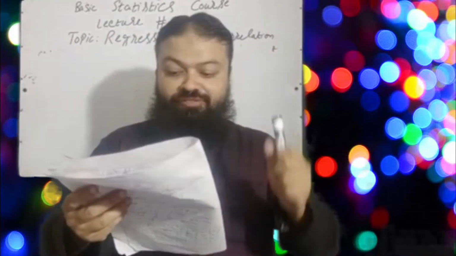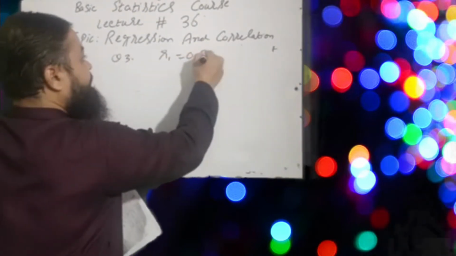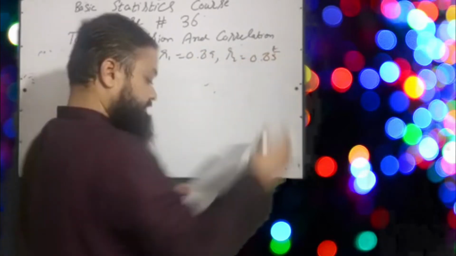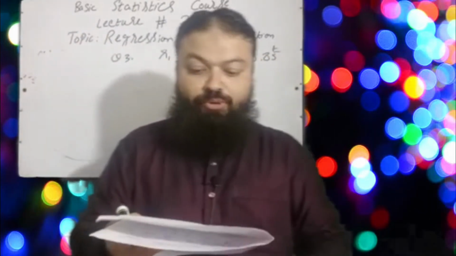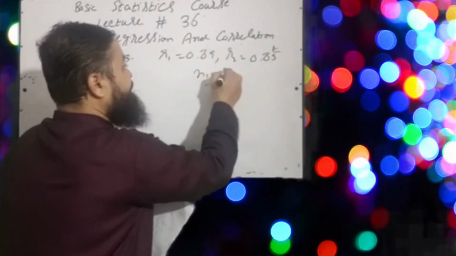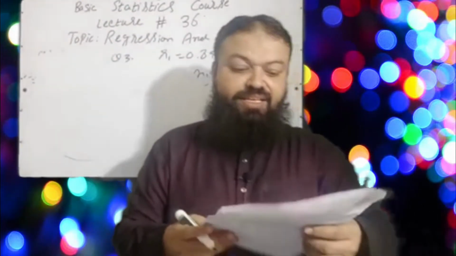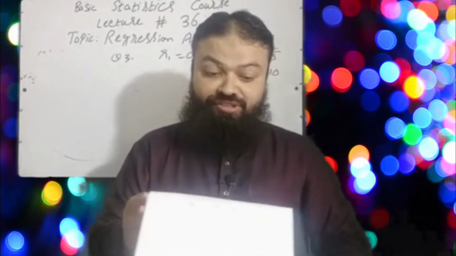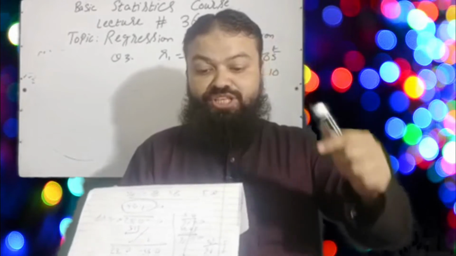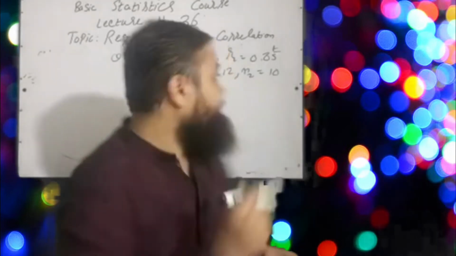The correlation coefficient 0.89, this is R1, and R2 is also given, that is 0.85, were computed from 2 independent samples of sizes 12 and 10, N1 is 12 and N2 is 10, respectively. The test statistic for testing the hypothesis that the two samples have come from two bivariate populations with different correlation coefficients is, we know the formula of Z.